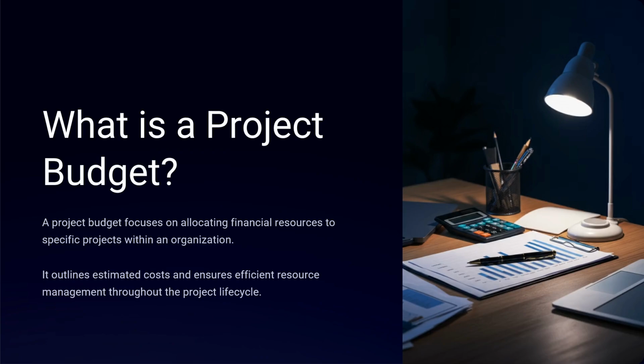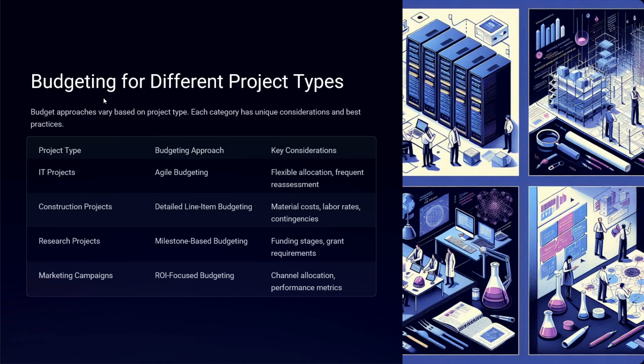Project budget focuses on allocated financial resources to a specific project within an organization. It allocates resources, money, time, and people to ensure everything gets done within our limits. This is essential to stay on track and not overspend. It's all about smart planning. Each project needs a different budgeting approach.